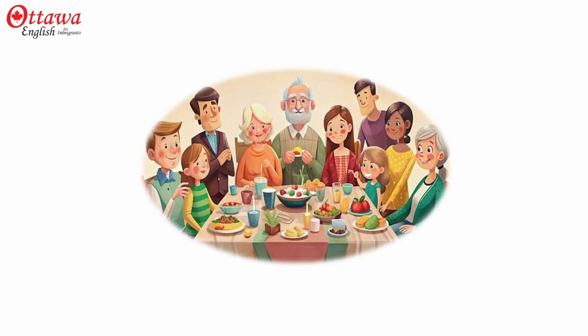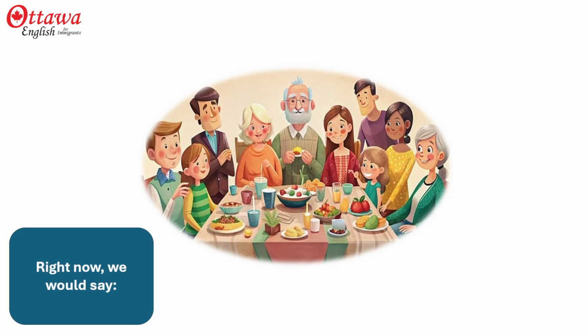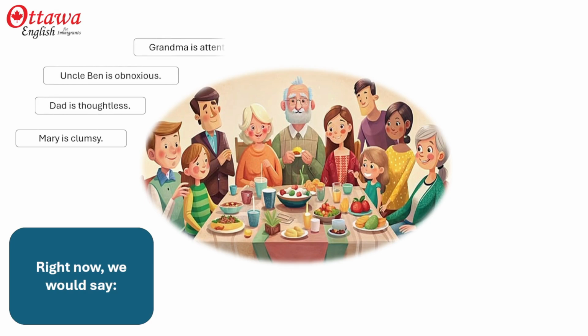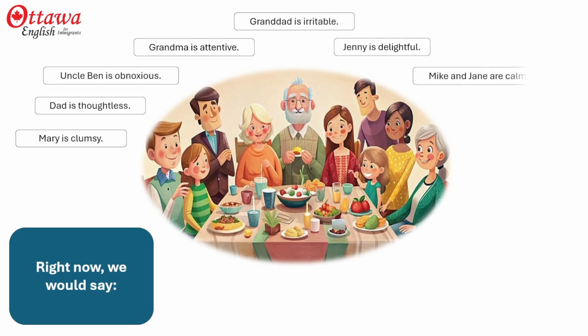All right, so when do we use it? So if we wanted to describe these people right now, we would say Mary is clumsy, Dad is thoughtless, Uncle Ben is obnoxious, Grandma's attentive, Granddad's irritable, Jenny's delightful, Mike and Jane are calm, Ellie and Sam are polite, and the family is happy.